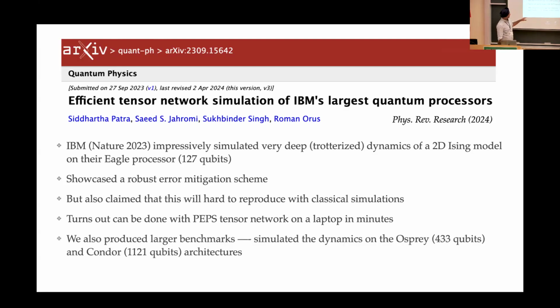And we also went a step further. We simulated the same dynamics on their larger architectures, 433 qubits and 1100 qubits, just as benchmarks for future experiments.